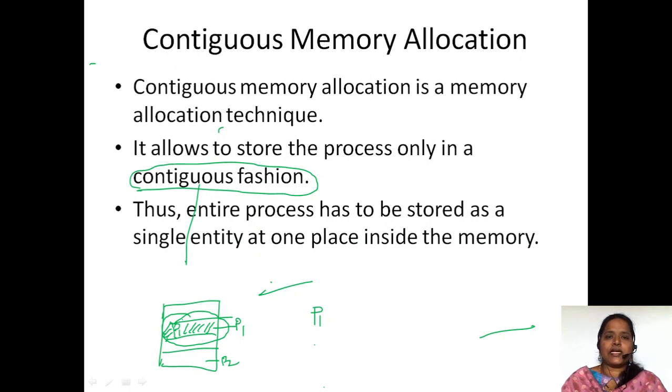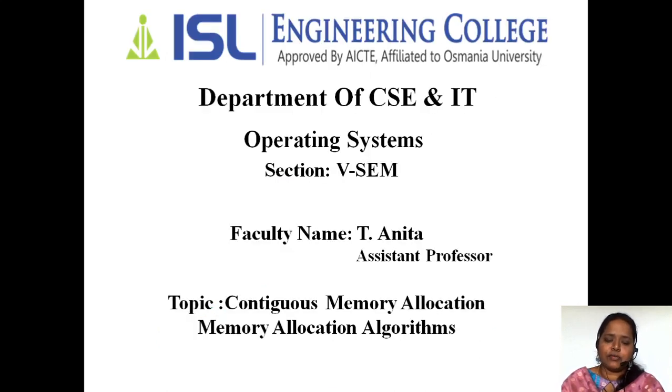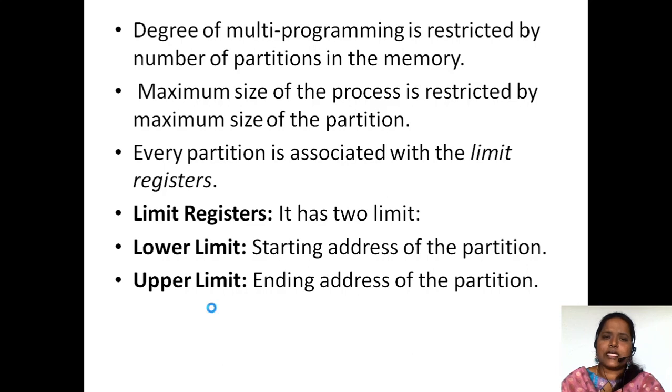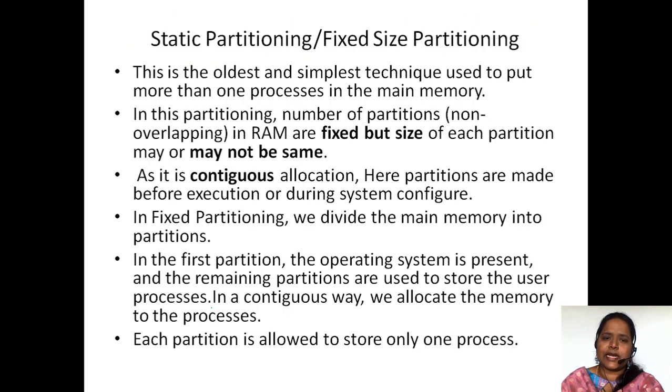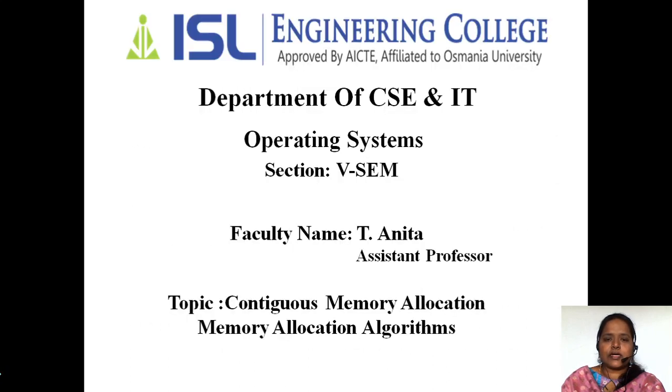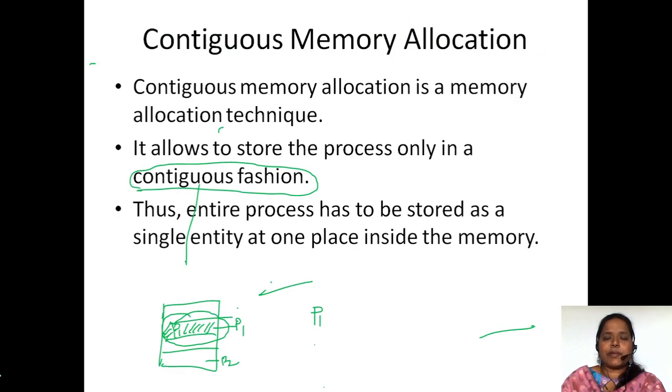That we call a contiguous memory allocation. The entire process has to be stored as a single entity. That is, we have to store this entire process as a single entity. Next one is static partitioning, under contiguous memory allocation.